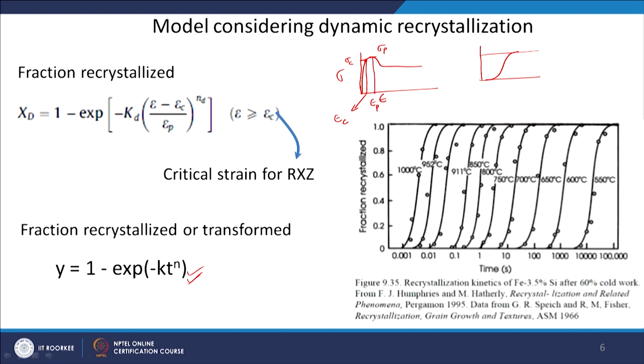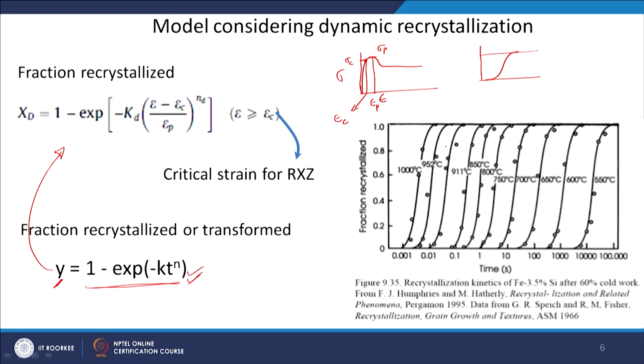This kind of behavior can be nicely shown with an equation like this, 1 minus exponential minus k t to the power n. This brings out both behaviors very nicely, and it gives you the fraction either recrystallized or fraction transformed if you are doing a phase transformation. So, you can see that it has a very nice similarity with this. The equation is shown in a very similar way, only the parameters used in the exponential have to be different depending upon the process you want to know.